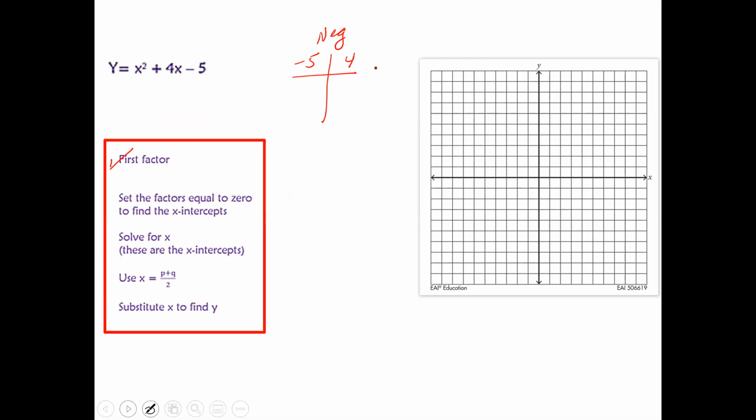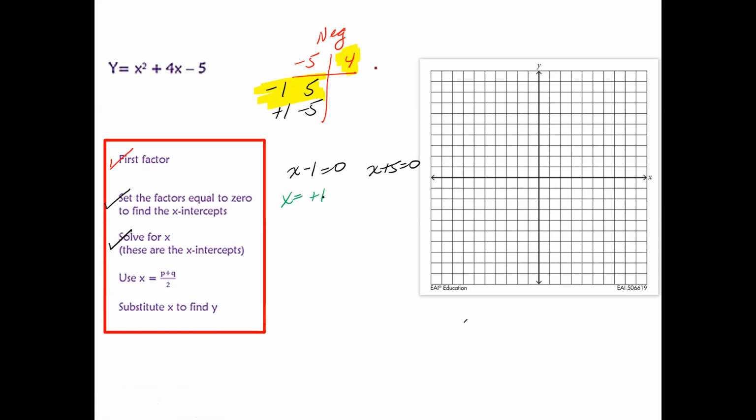You do have one of the numbers negative, so you're going to be using negative numbers. So I can use a negative 1, positive 5, positive 1, negative 5. Which one of these add up to a positive 4, do you think? Yep, it's the first one. So we're going to set the factors equal to 0, x minus 1 equal to 0, x plus 5 equal to 0. Next step, solve for the x's.